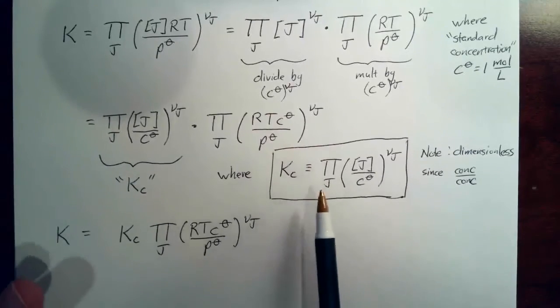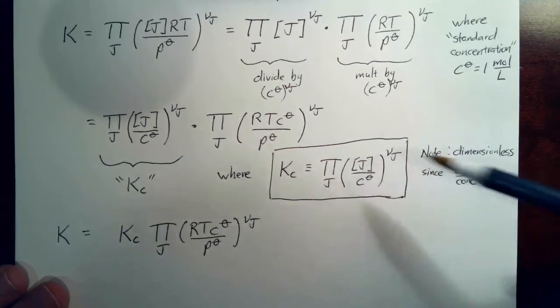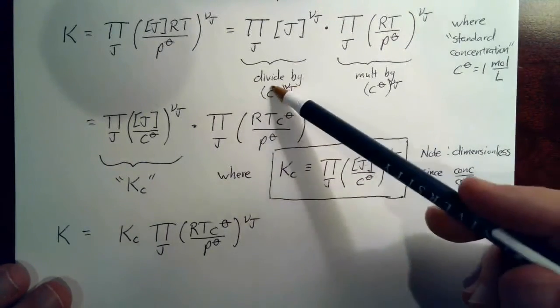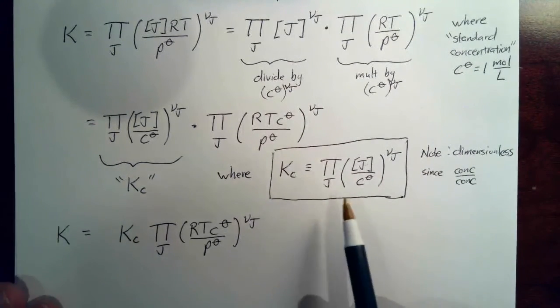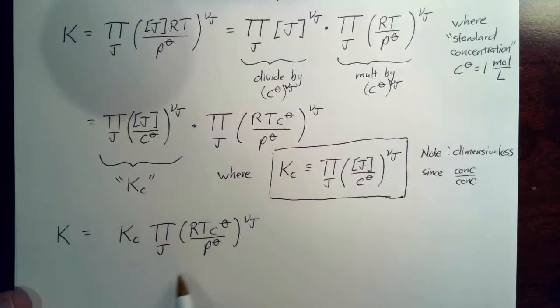Okay, so here's how we defined Kc. And I want to point out that this is a dimensionless quantity because I have concentration divided by concentration, which was the motivation for dividing and multiplying by standard concentration up here. So like the other equilibrium constants we've seen, Kc then is dimensionless. And now I'd like to focus on this second part that is multiplied to the Kc.